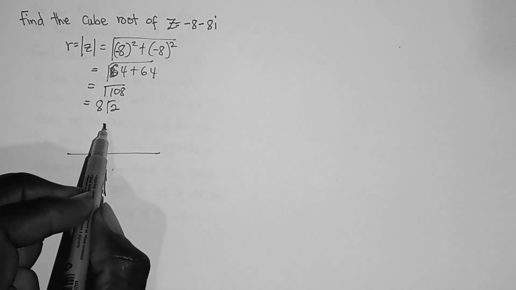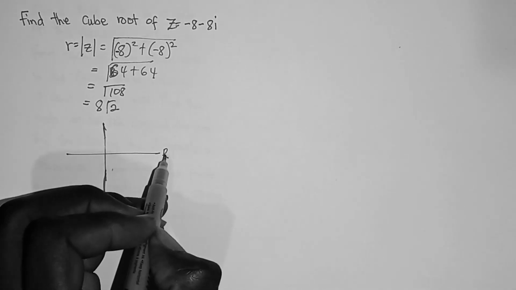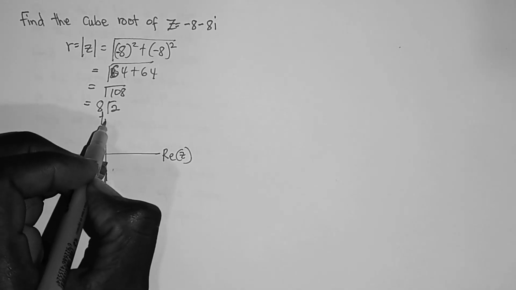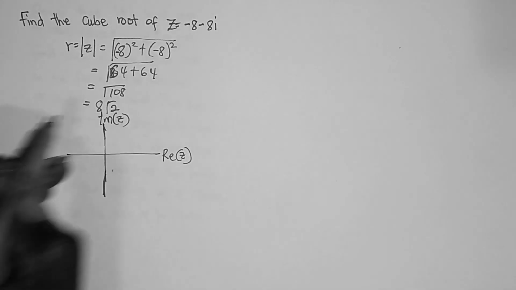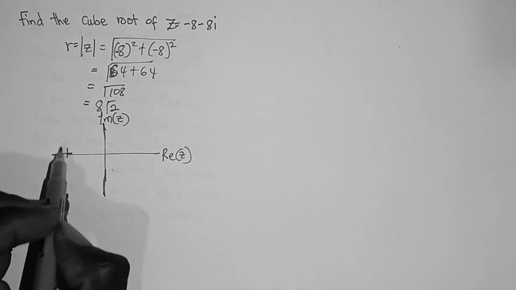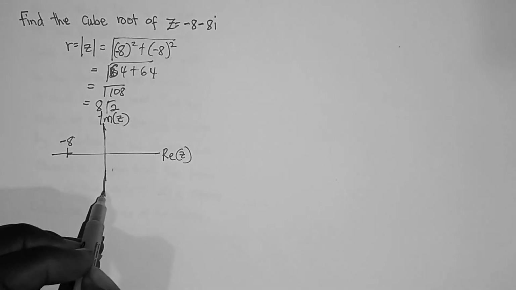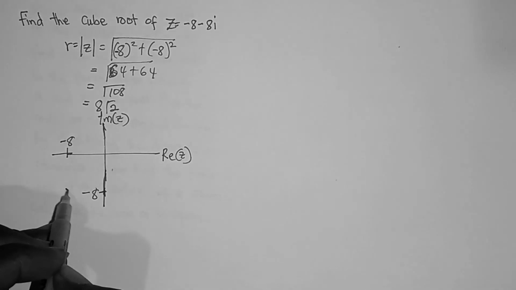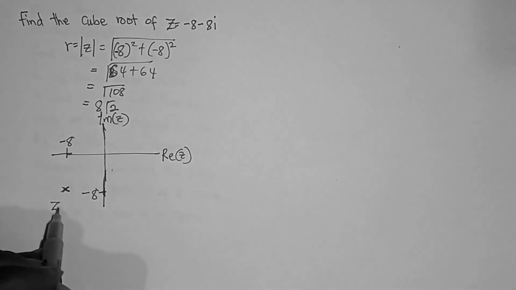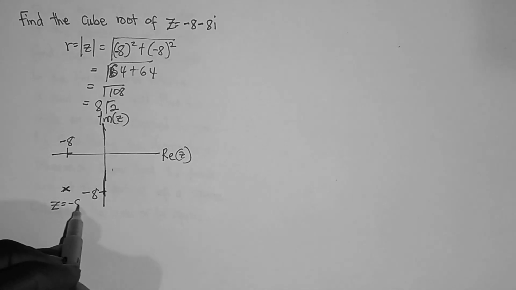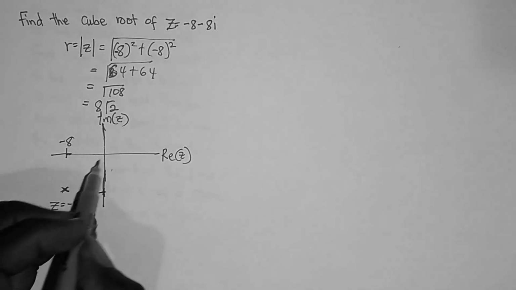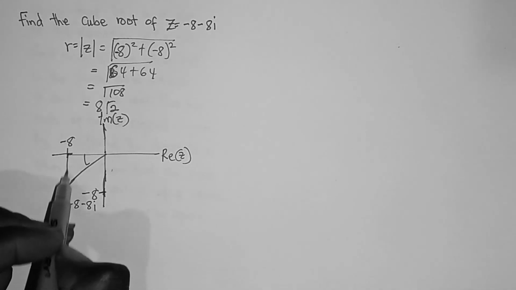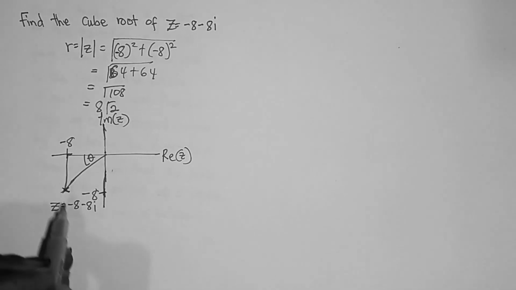Let's represent it on an Argand diagram. So this is the real part of z, and then this is the imaginary part of z. So here, let's assume this is minus 8, and this is also minus 8. So minus 8 minus 8I will be somewhere here. So this is z equals minus 8 minus 8i. Or if we draw this to this, you can see that here is theta.